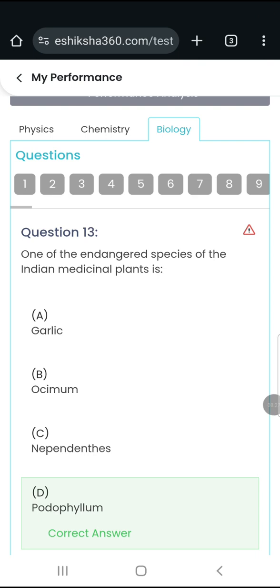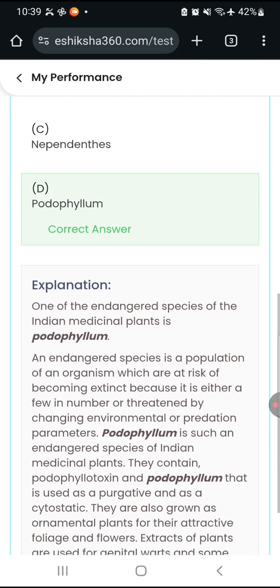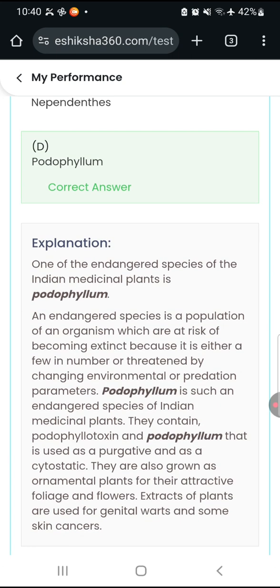Question number 13. One of the endangered species of the Indian medicinal plant is? Answer: Podophyllum. Explanation. One of the endangered species of the Indian medicinal plant is Podophyllum. An endangered species is a population of an organism which are at risk of becoming extinct because it is either a few in number or threatened by changing environmental or predation parameters. Podophyllum is such an endangered species of Indian medicinal plants.